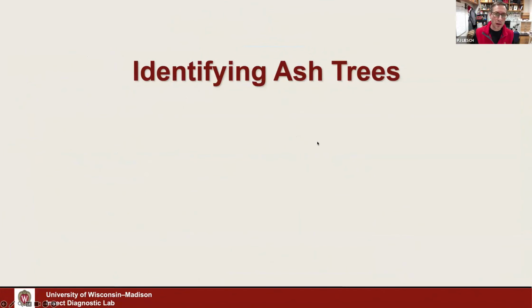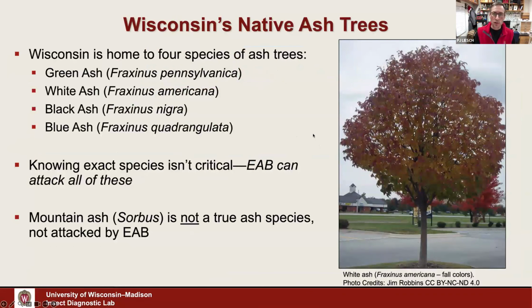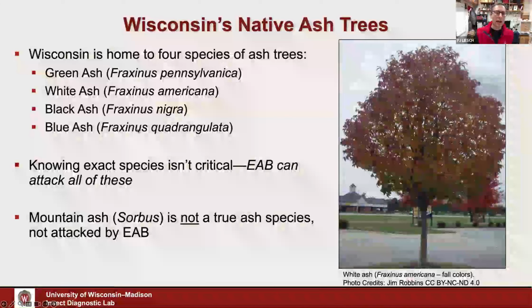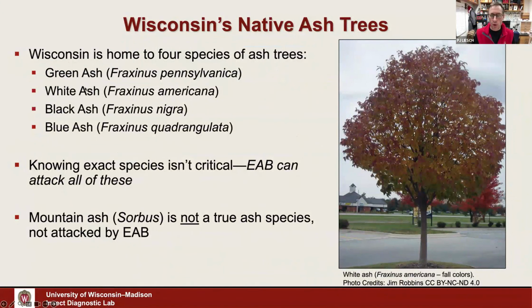Let's very briefly talk about identifying ash trees. So we have about 4 native ash species here in Wisconsin: green and white, black and blue. These are all members of the genus Fraxinus. The commonest ones overall that I see, especially in urban areas, would be green and white ash. If you see those in a neighborhood, a street tree, a park, it's almost certainly those.